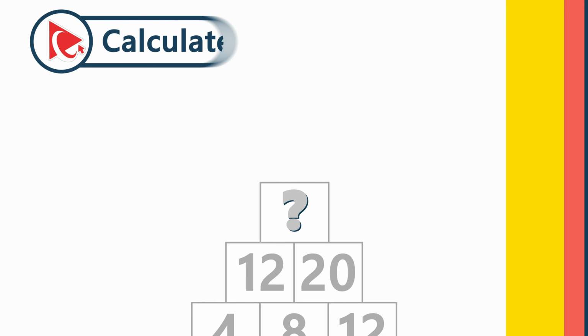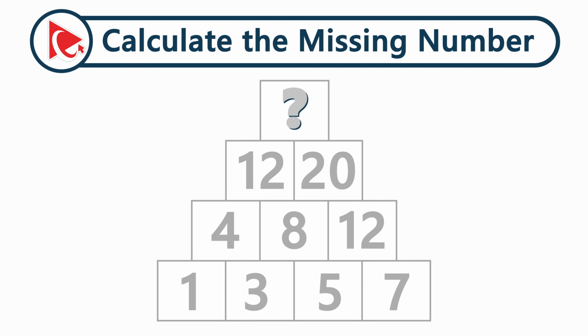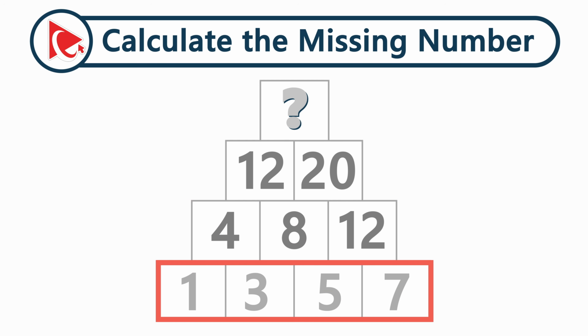You're presented with the pyramid. The pyramid has numbers inside. The second row starts with the numbers 12 and 20. The third row has numbers 4, 8, and 12. And then the fourth row has numbers 1, 3, 5, and 7.